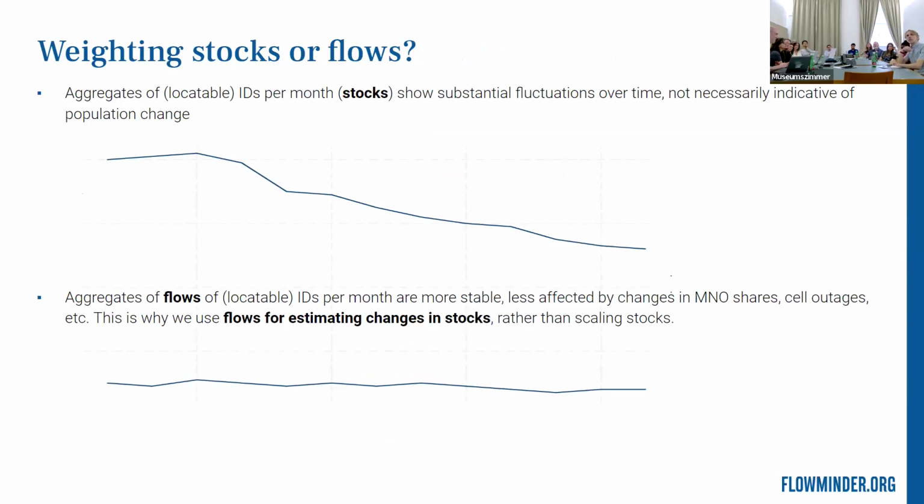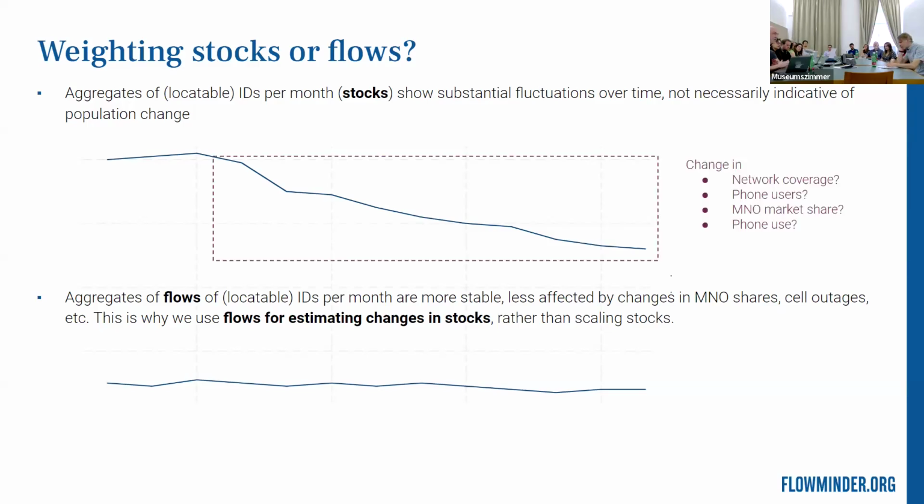We have seen this multiple times, that if you just look at the CDR aggregates of stocks and flows of persons per day or per month, the flow aggregates and stock aggregates can change quite dramatically, for example, gradually decreasing over time, or also having drops in between when there's, for example, a hurricane or a major disruption in the network, power outages, or also changes in tariffs, changes in market shares of providers, where these numbers go up and down, not indicative necessarily of population change. This can be due to various reasons, but the flow aggregates are much more stable.